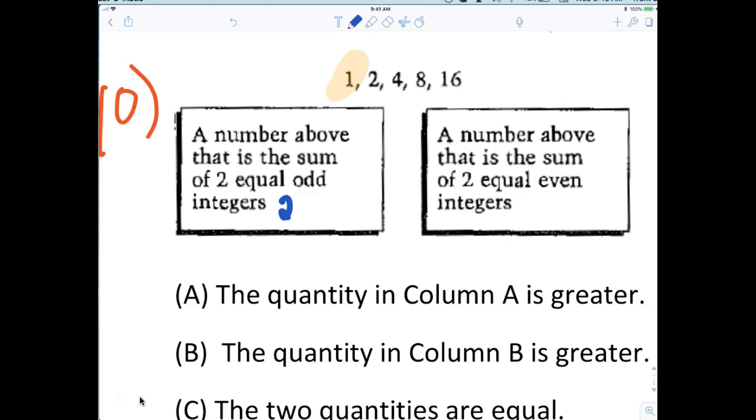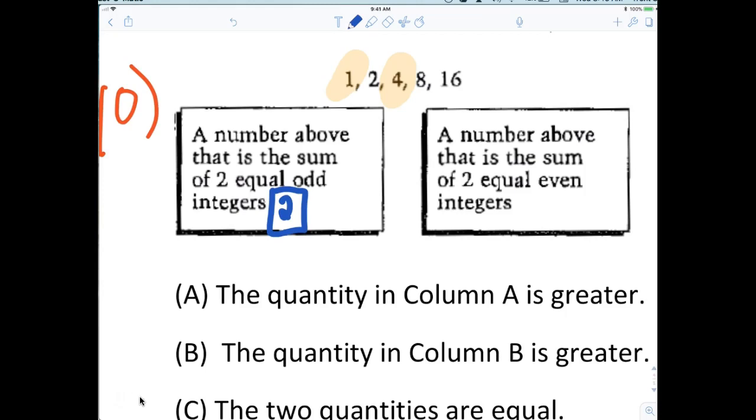Is four a solution? No, because that's two plus two. And they're not what? Odd. So that takes out. Eight is what? And 16 is? So the only number in this box is what? The only number in that box is two. A number above that is the sum of the two equal odds. Then on the one on the right, a number above that is the sum of the two equal evens.